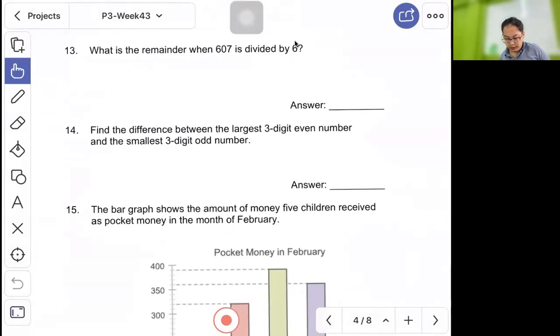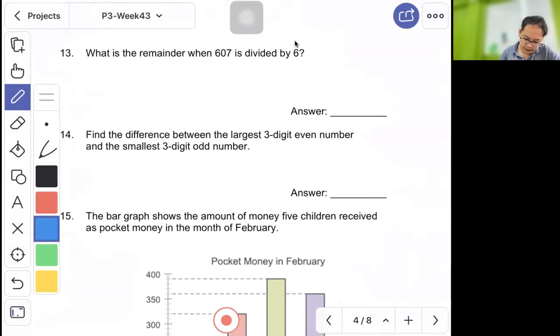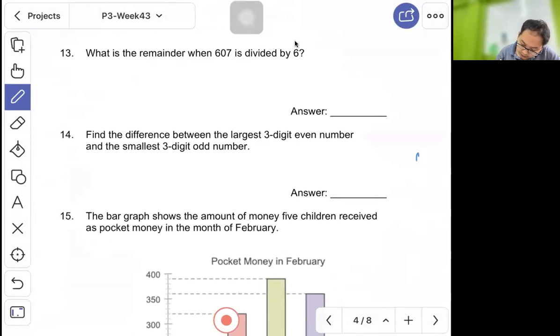Question 13. What is the remainder when 607 is divided by 6? So 607 divided by 6. So 6 divided by 6 is 1. 6 minus 6, 0. Here is 0, 0 minus 0. Bring down 7, so here is 1, here is 6. So remainder 1. So you can see this is the remainder. So it's a 1.